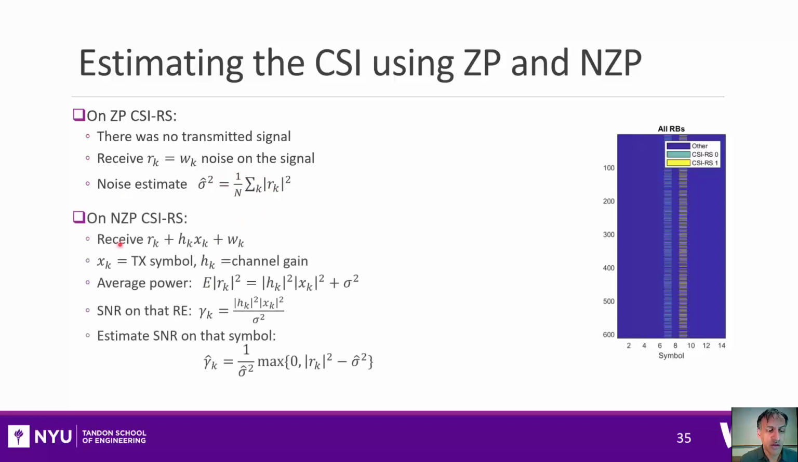Then on the non-zero power CSI RS, I have the actual signal plus the noise. So if I take the average value of this, of course, I'm just going to get the signal plus the noise. Then if I take that average value, I could estimate the SNR on each symbol by taking the expected value squared, subtracting out the noise, and then dividing by the noise, and that will give you the SNR on that symbol.